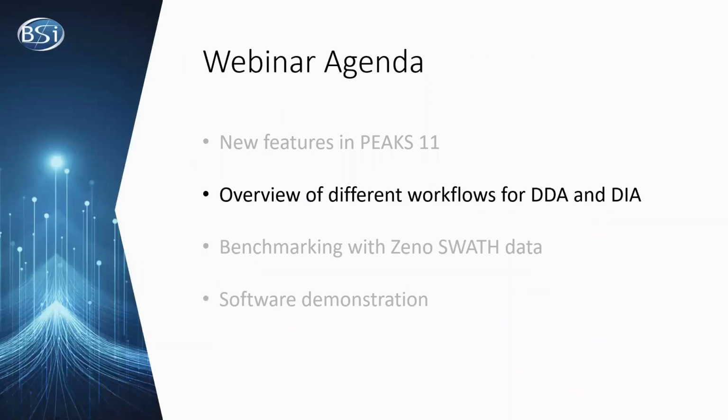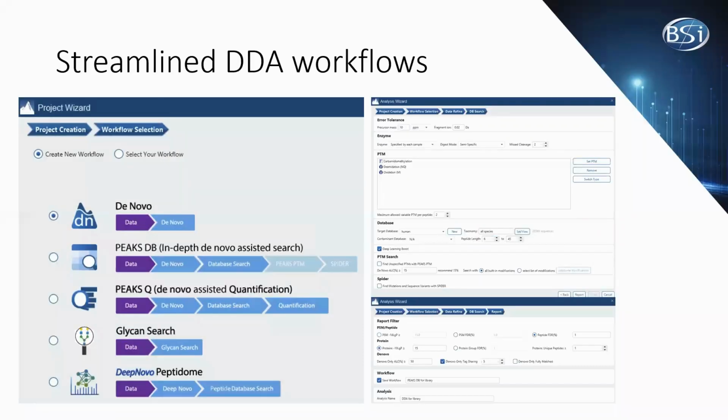Okay, next I'll do a quick overview of the different workflows for DDA and DIA. Here, this is completely new with Peaks 11, where we've incorporated a number of different streamlined workflows for DDA data. Now the user has the ability to strictly do de novo or do a Peaks DB search, which can be combined with Peaks PTM and Spider in one workflow.